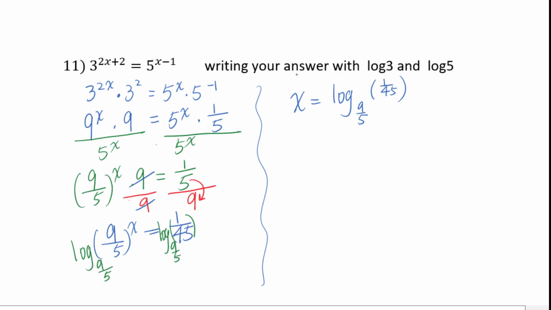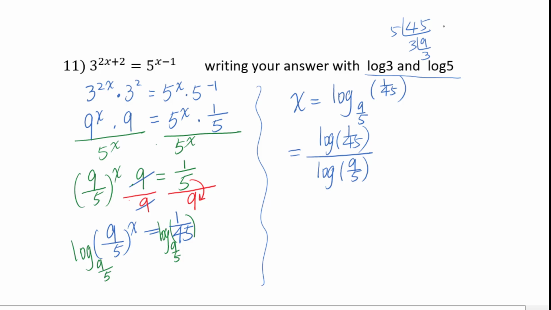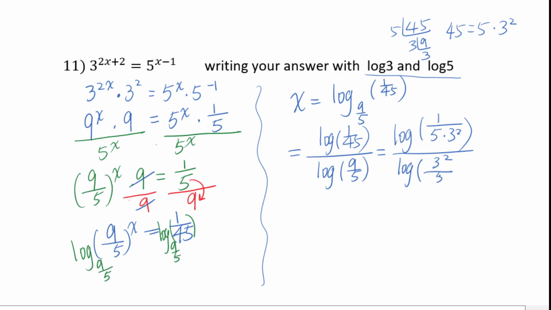Since we want to write our answer with common log, we will use the change of base formula. That is common log of 1 over 45 over common log of 9 over 5. For 45, we divide by 5, 9 divided by 3. So we can write down 45 equals 5 times 3 squared. That equals log of 1 over 5 times 3 squared over common log of 9 over 5. I can write down 3 squared over 5.